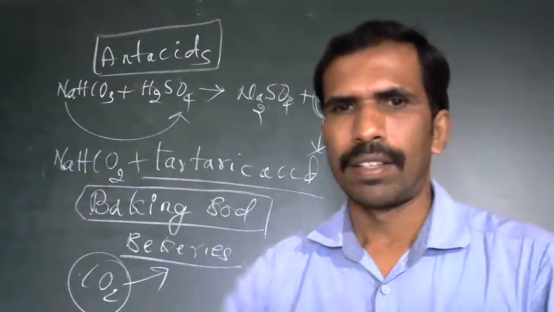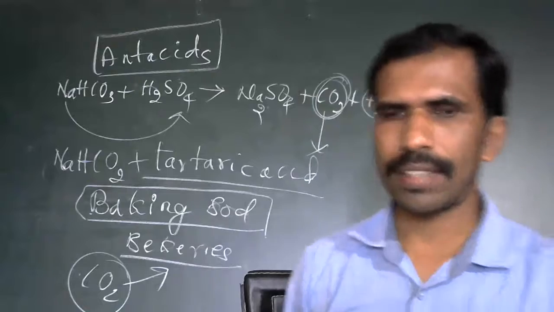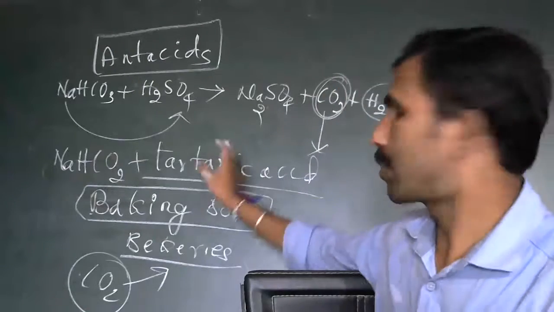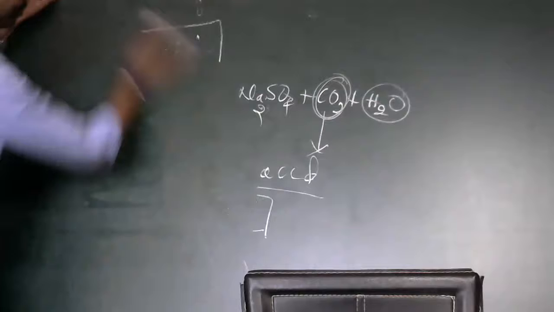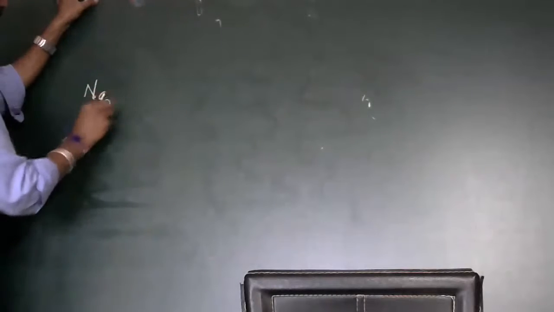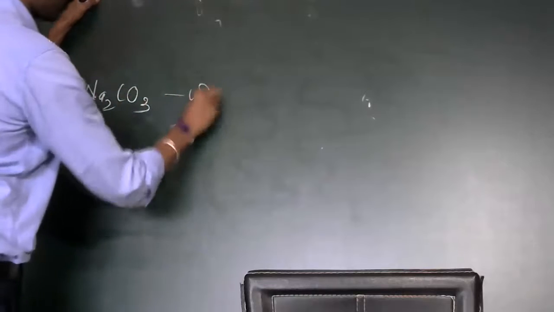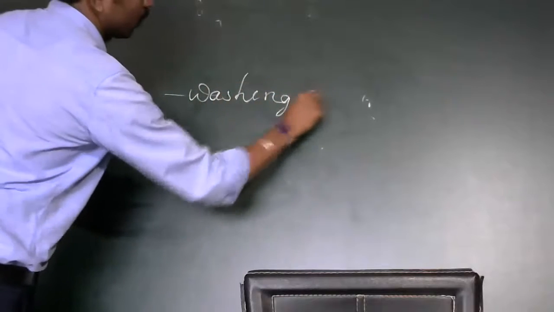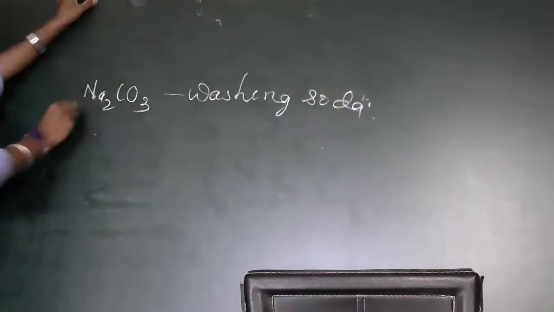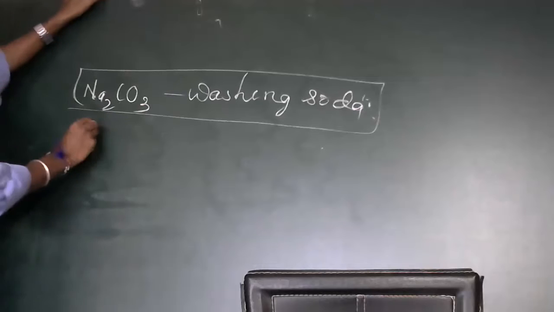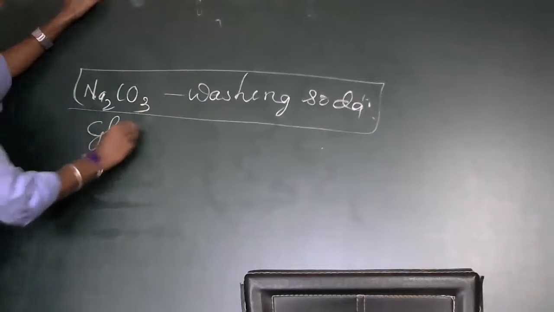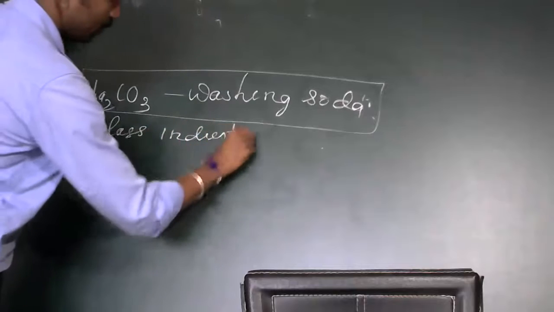So sodium bicarbonate is produced like this. Similarly, sodium carbonate is also produced. If you take sodium carbonate, it's called washing soda. Its uses: it is used in glass industries as a raw material.